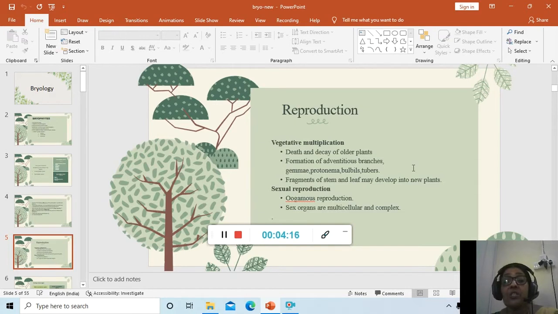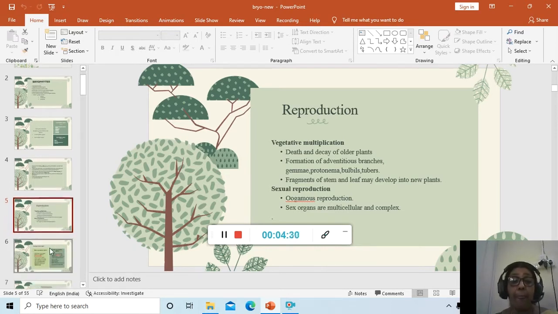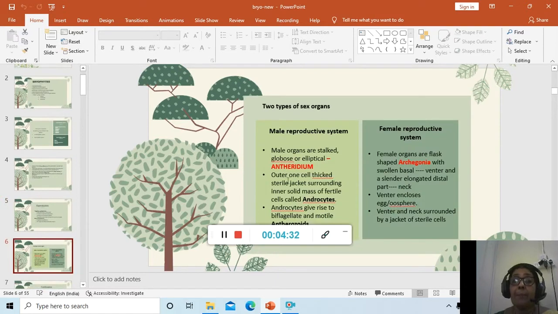And the sexual reproduction is oogamous. Oogamous is an advanced type of reproduction. The sex organs are complex and multicellular. Sex organs are of two types: one is the male sex organ and the other is the female. The male sex organ is the antheridium and the female is the archegonium.